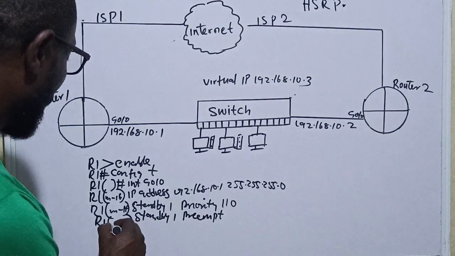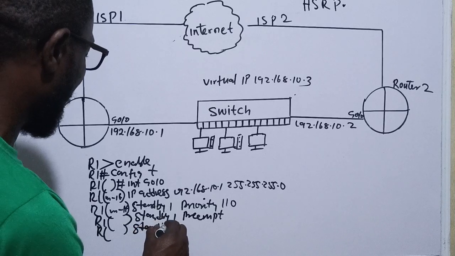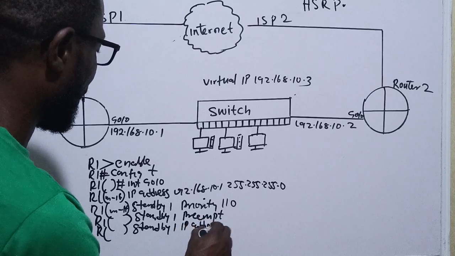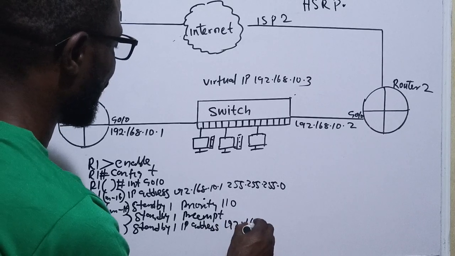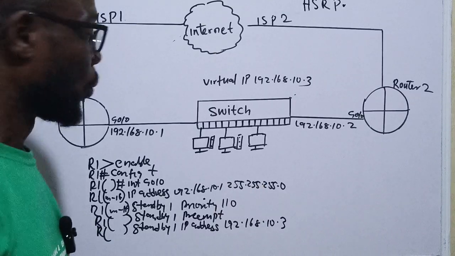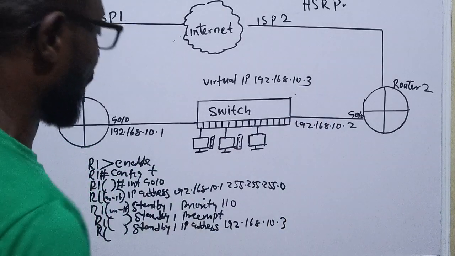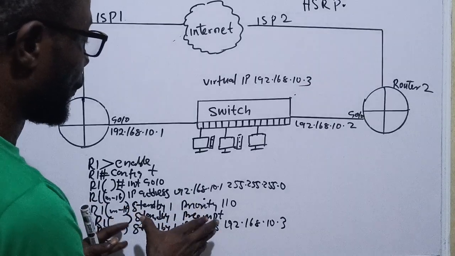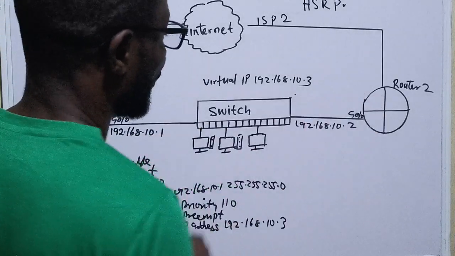Now you hit enter. Now standby 1 IP address. The IP address is this IP address, 192.168.10.3. You hit enter. Okay, so you have configured this router to be active. So let's get back to this Router 2.